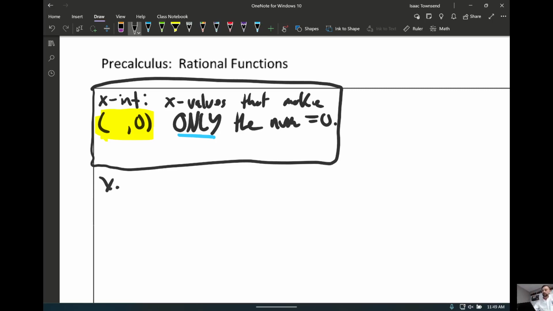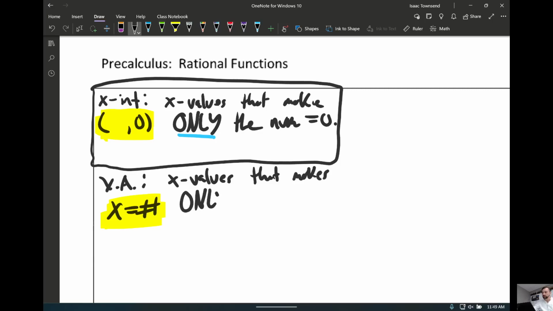Okay, we had vertical asymptotes that we mentioned last class. Vertical asymptotes are vertical lines. So our answers for those should be vertical equations, x equals some kind of number. And the way we're going to find these is this is when we're trying to divide by 0. So any x value that makes only the denominator equal to 0.